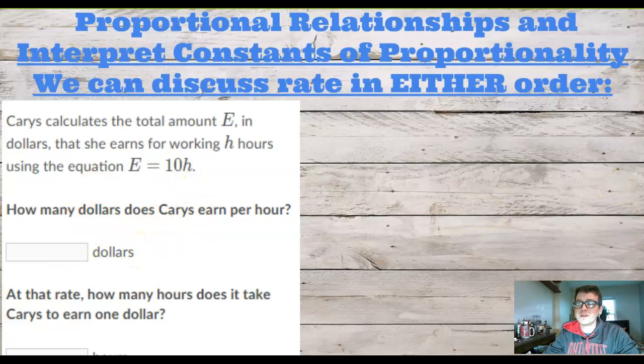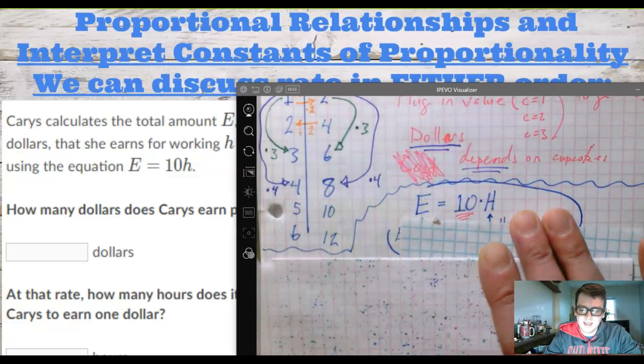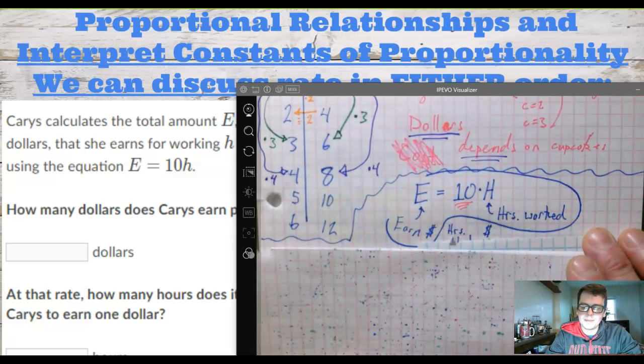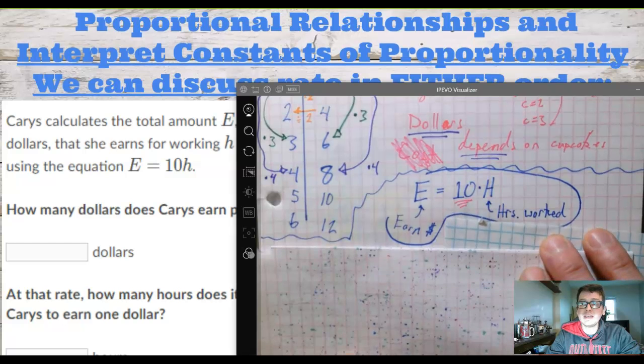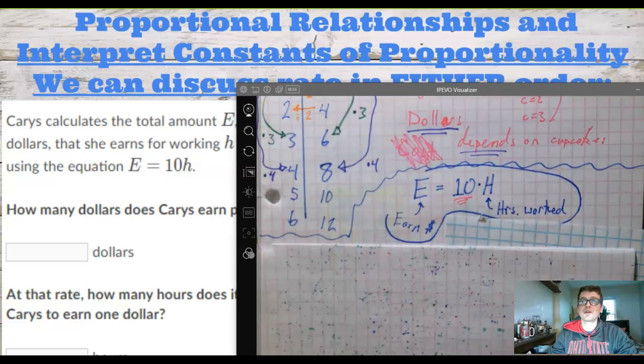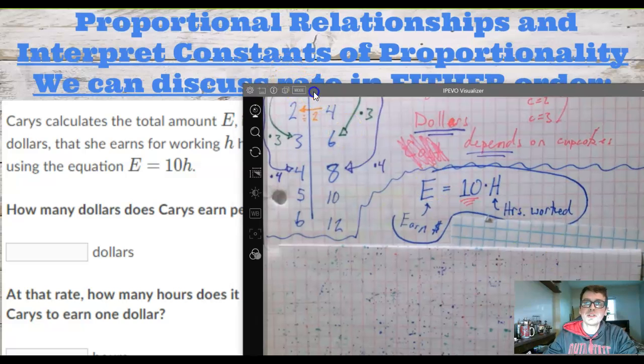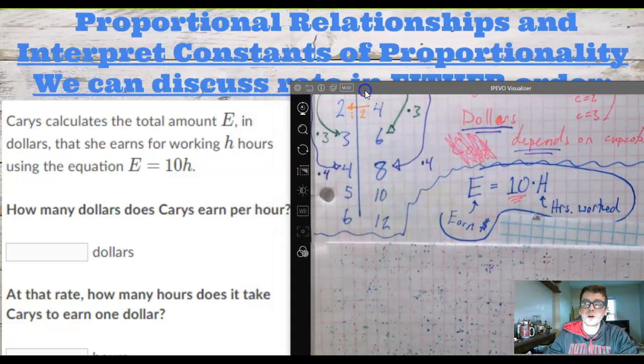Please write down in your notes E equals 10H. And then label it that E is how much he earns, like dollars. H is how much Carrie works. Hours spent working.